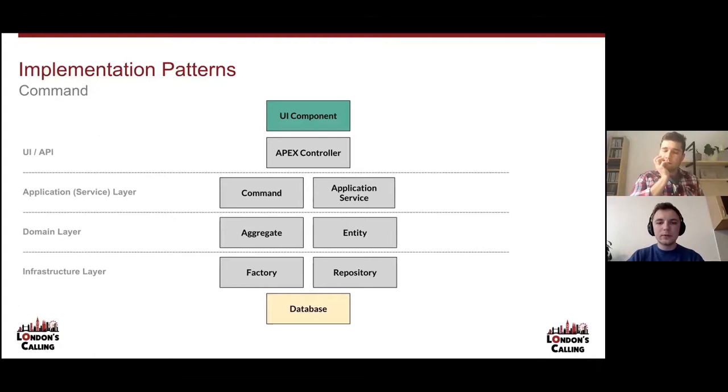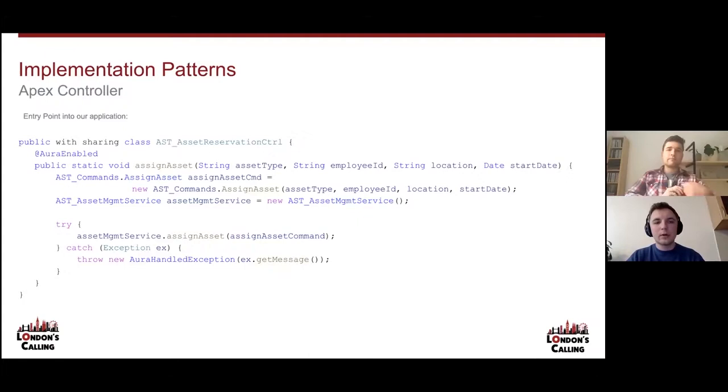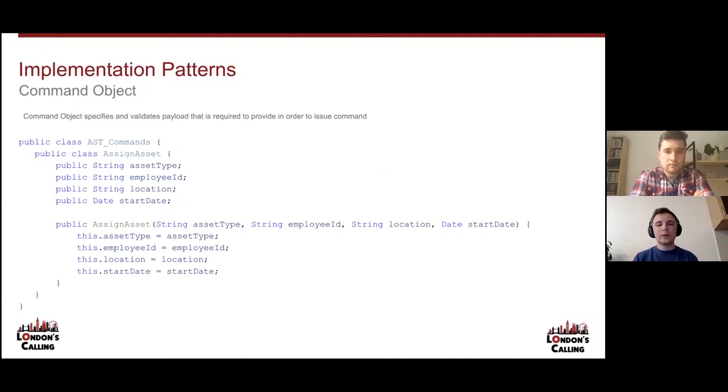This is our Apex controller with a method assignAsset, where you pass the asset type, the employee ID, and the location of the asset, and it prepares a command which will be used to call our application layer. How does a command look? A command is a payload that is used to execute an action in our service layer. So the Apex controller is asked to fill this command. We can use, for example, a constructor of our command, which will allow us to validate the input from the UI, and if it's correct, it will then be loaded into our application layer.